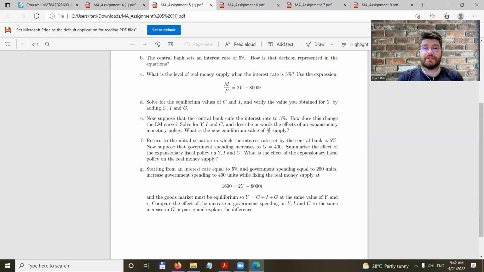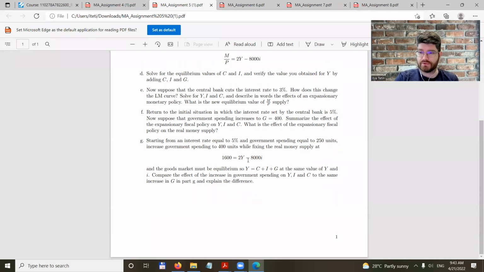New level of investment is 425. New level of consumption is 475. And the new level of real money supply, again, this is 2200. The last one, we still have 5 minutes. The last one, money market equilibrium. This is given over here: 1,600 equals 2Y minus 8,000i.